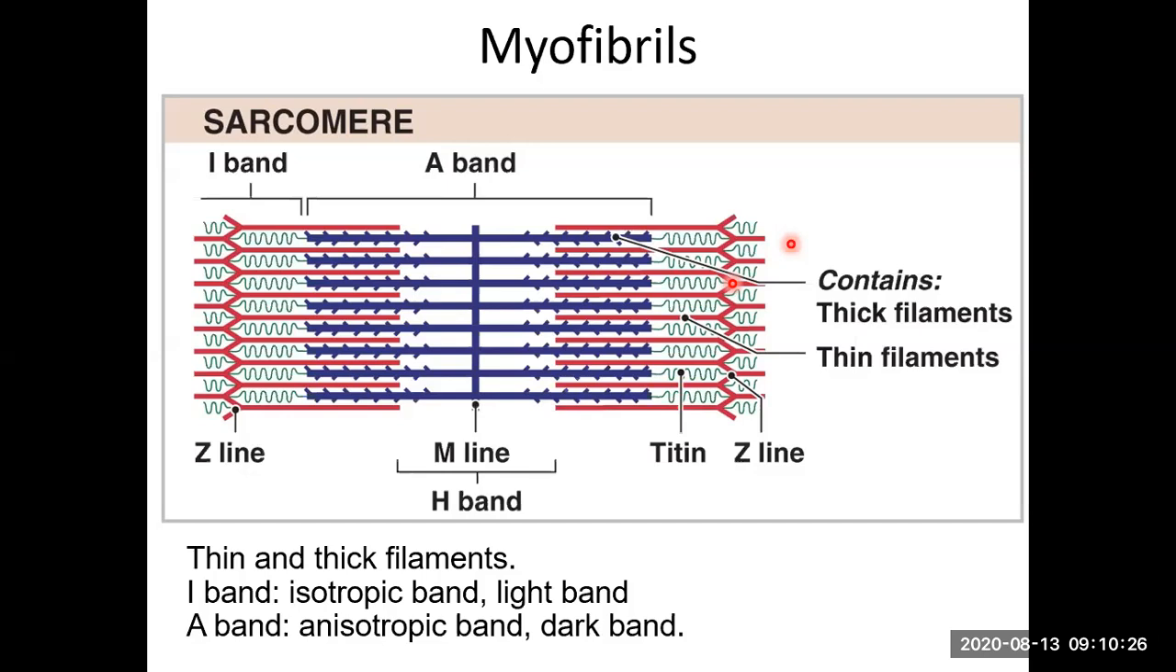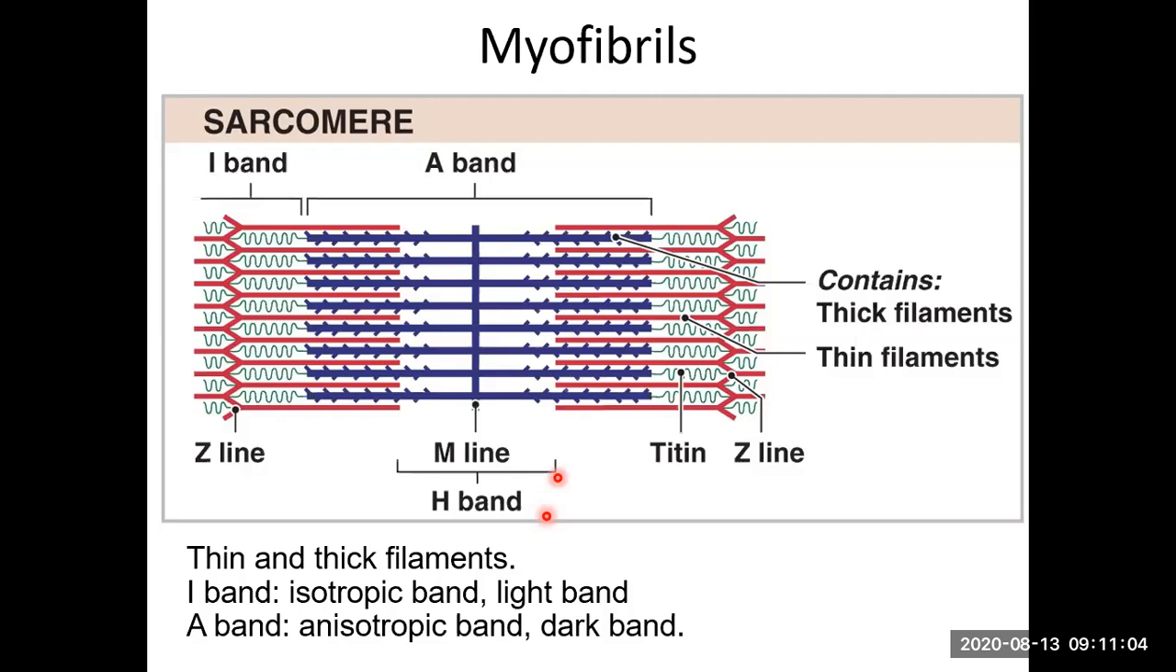This striated appearance comes from the zones that we have. The I-band is a region where we only have the thin filaments. The A-band is the overlap of thin and thick filaments. Myosin basically is a component of the thick filaments. In the middle of that we have the H-band, the region where we only have the thick filaments but no thin filaments.